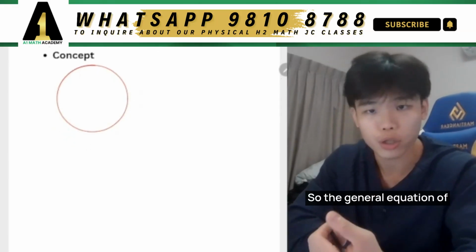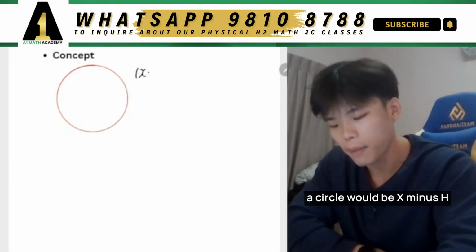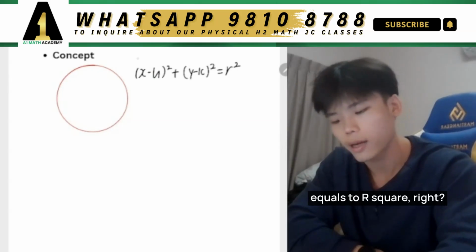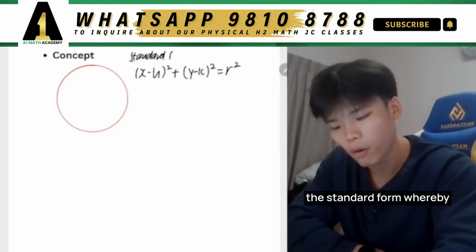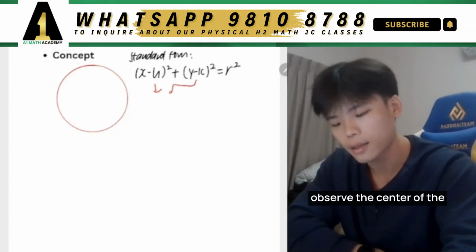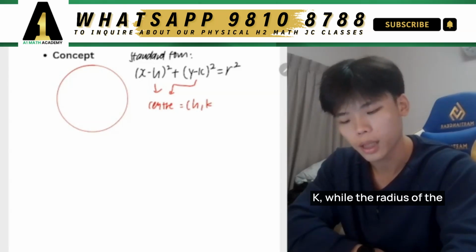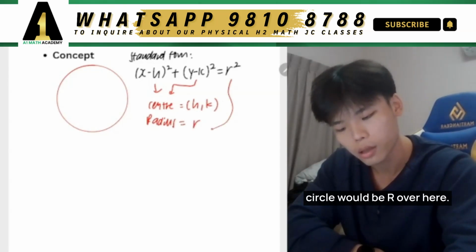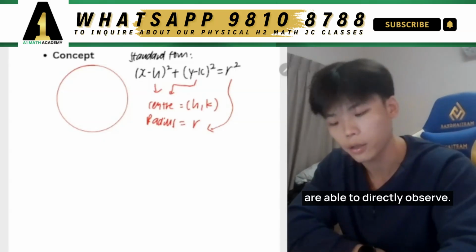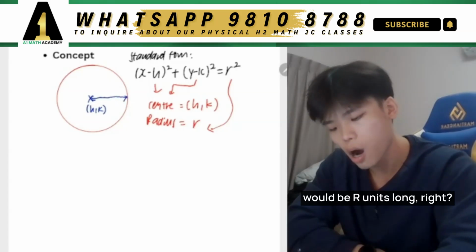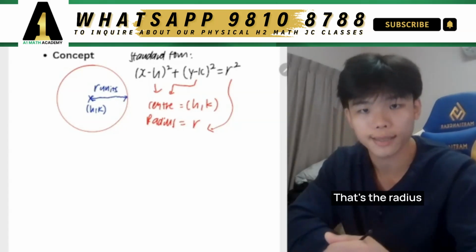So the general equation of a circle would be (x − h)² + (y − k)² = r². This is what we call the standard form, whereby from the standard form we are able to directly observe that the center of the circle is (h, k), while the radius of the circle is r. So given a circle over here, this would be (h, k), and from here to here would be r units long, right? That's the radius of the circle.